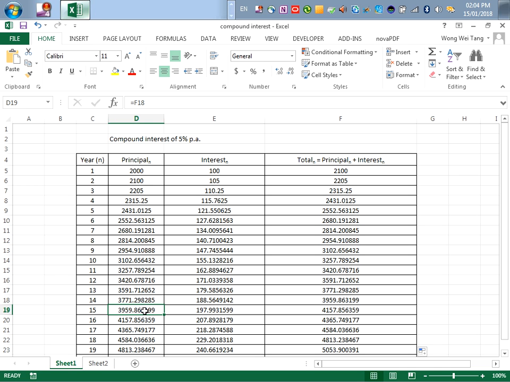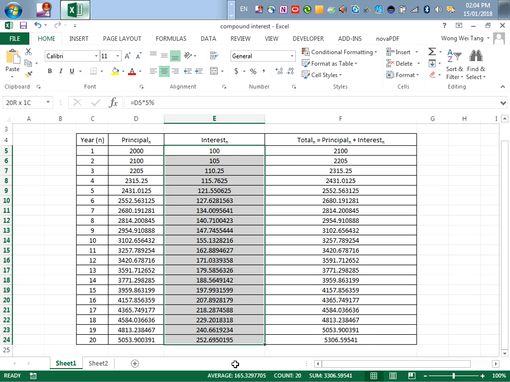Okay? So these are the differences between the compound interest and simple interest. In simple interest, the value over here does not change. Whereas in your compound interest, the value of the interest will keep changing.